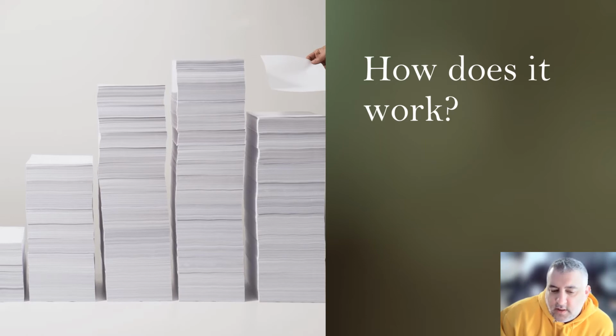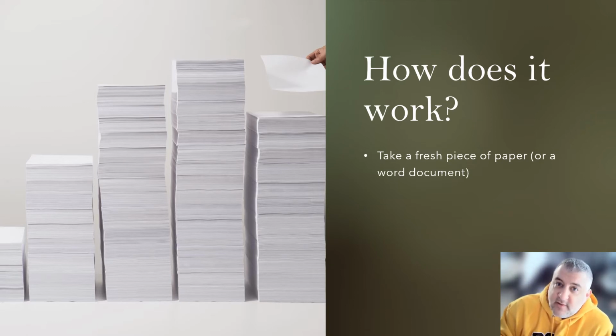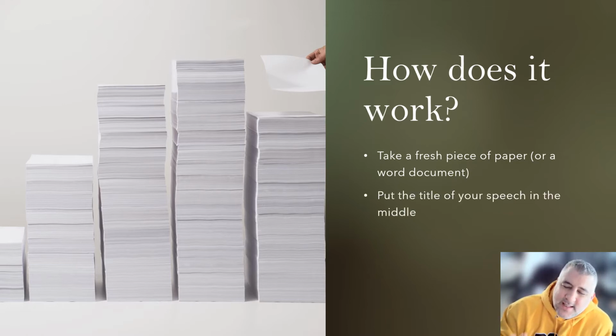So how does brainstorming work? It's very easy to get started. I want you to take out a fresh piece of paper, or if you want to open up a Word document on your computer and simply put the title of your speech in the middle of that paper or at the top and centered on your Word document. If you're doing it on the computer, I would make it bold. I would make it a larger font, something that is going to stick out.